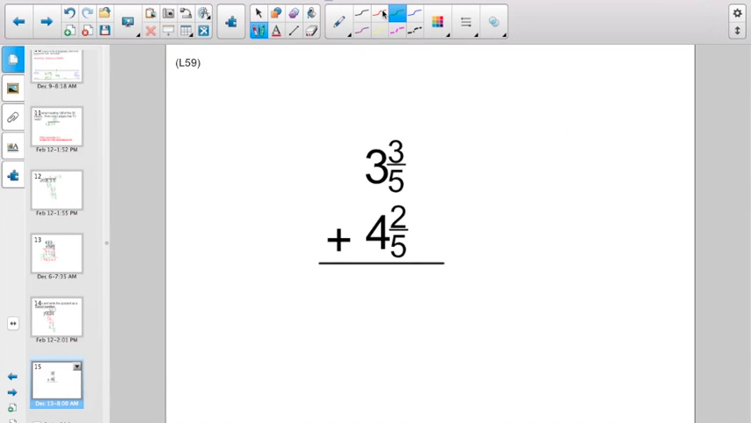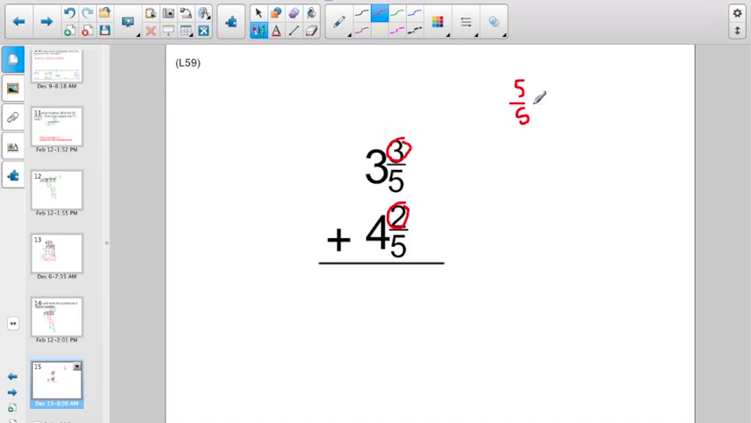Check out this guy. Pretty easy. Remember, we're going to line them up vertically, put our fractions on one side, our whole numbers on the other, and when you add and subtract fractions with the same denominator, all you have to do is add or subtract the numerators. 3/5 plus 2/5. Well, that's 5/5.